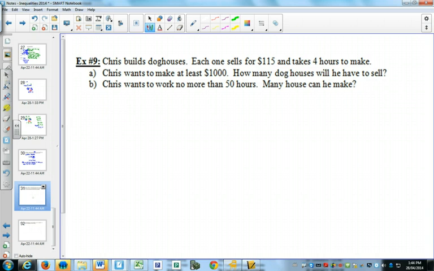All right, question number 9. Chris builds dog houses. Each one sells for $115 and takes 4 hours to make. Chris wants to make at least $1,000. How many dog houses will he have to sell?